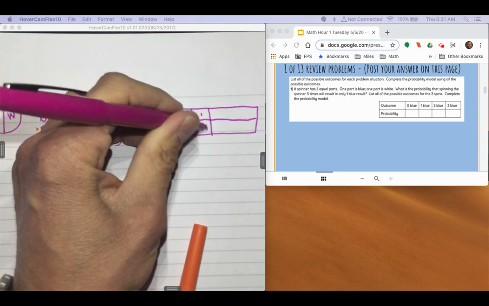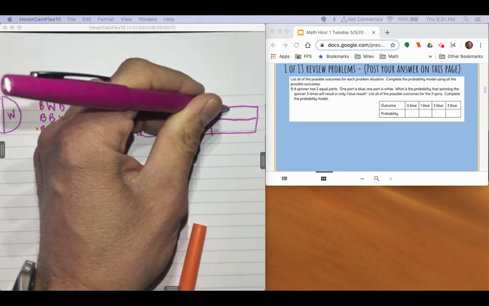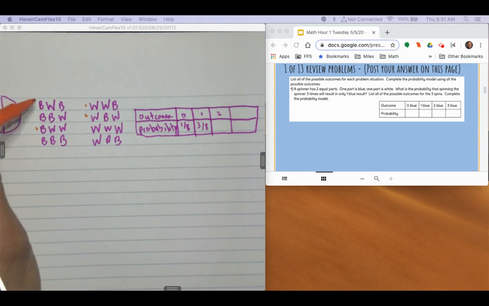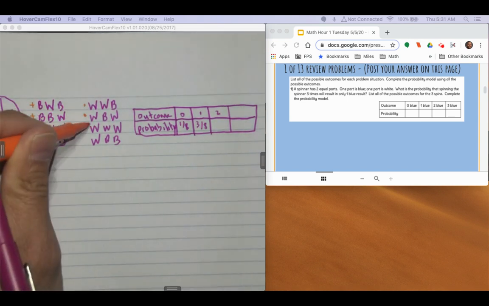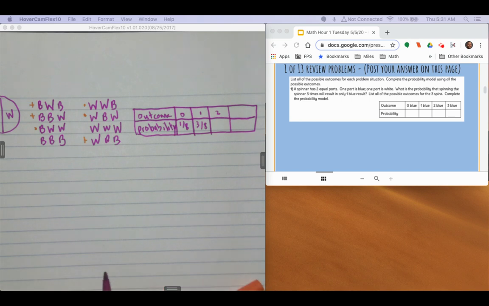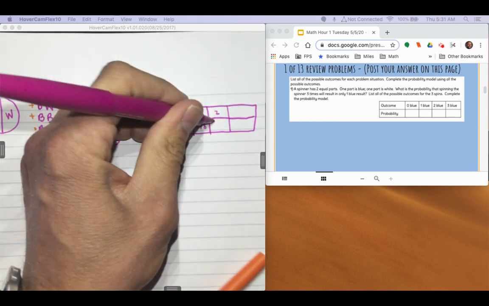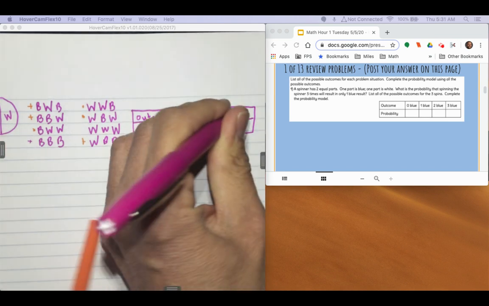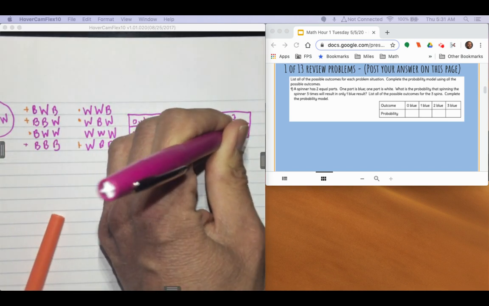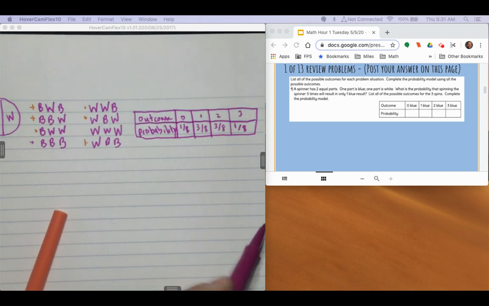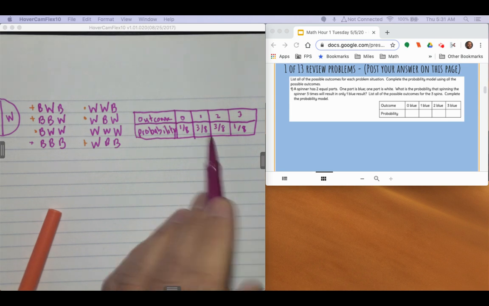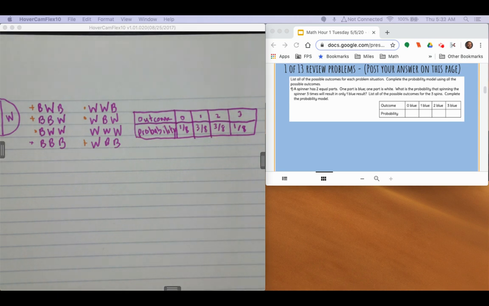To have 2 blues turn up, I would have 1, 2, 3 times. So 3 out of 8. And then all 3 blues would occur 1 out of 8 times. And then to double check, 1/8 plus 3/8 plus 3/8 plus 1/8 is going to be 8/8, or all of my possibilities. So that is my answer for the first review problem.